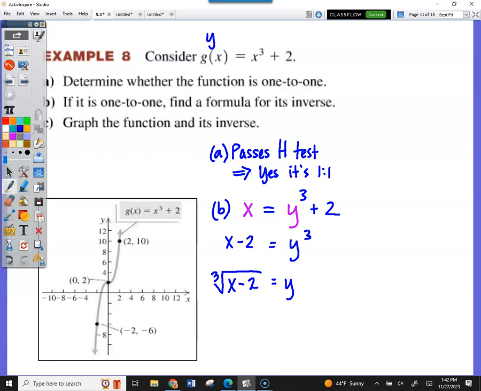And then of course you're supposed to change that to f inverse, or is it g? G inverse is the cube root of x minus 2.